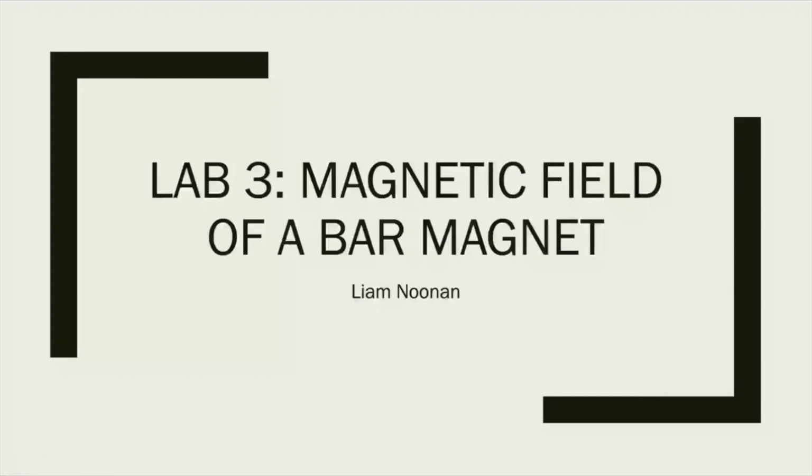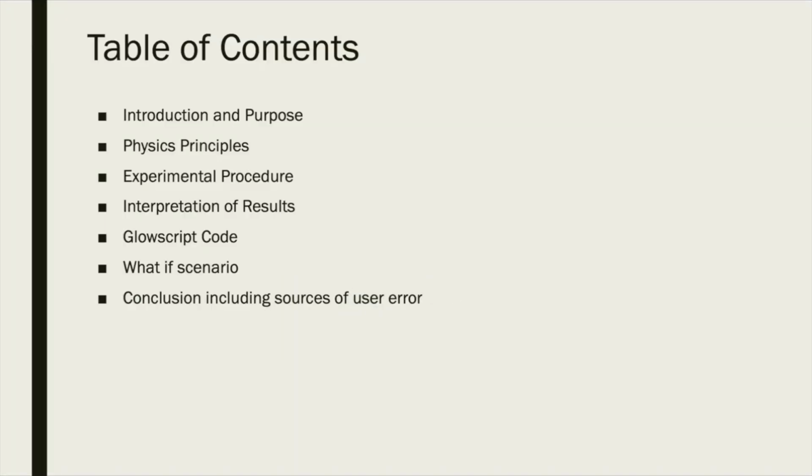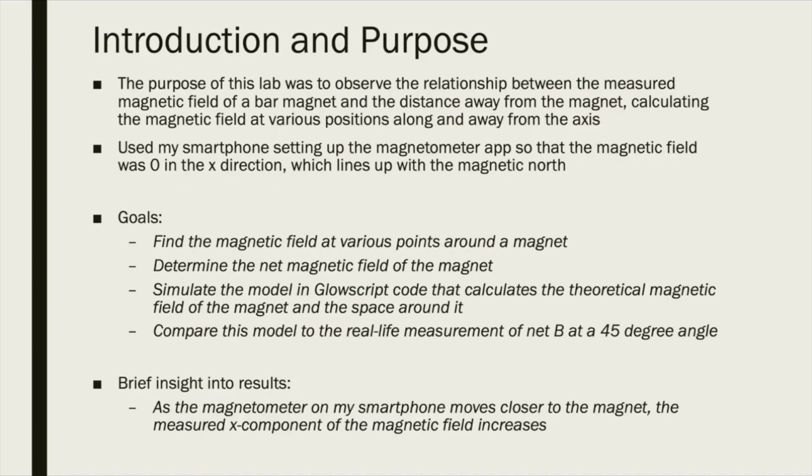This is Lab 3, dealing with the magnetic field of a bar magnet. Here's a table of contents for what will be discussed in the lab. We will start with an introduction. We'll talk about some physics principles used, move into the experimental procedure, look at some of the results, and then check the GlowScript model we used for the scenario, and then finish with our what if scenario and our conclusion, including any potential sources of error.